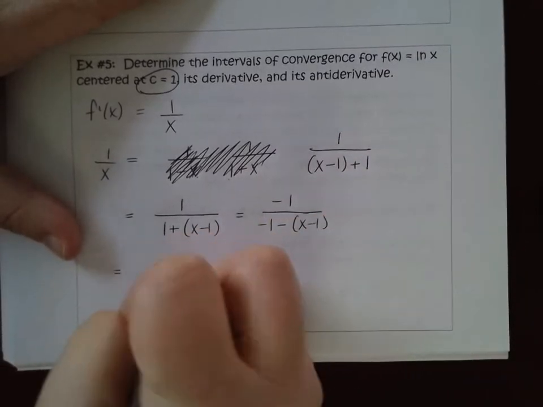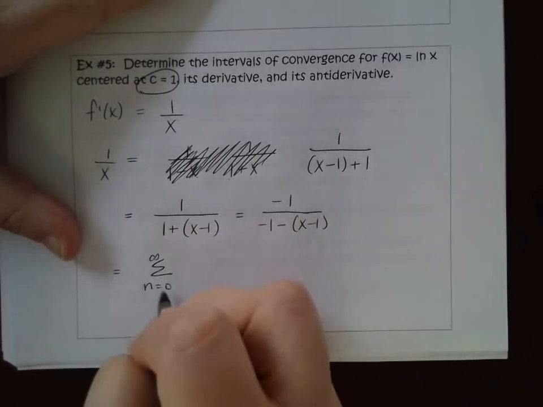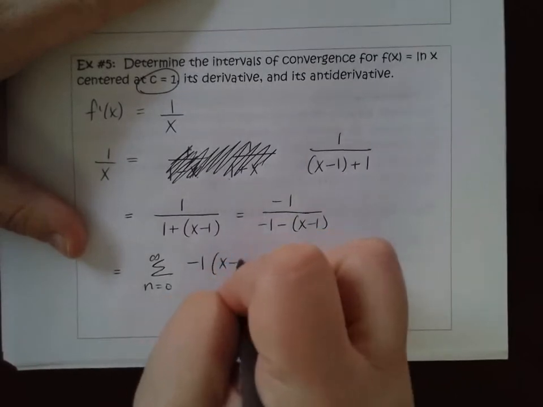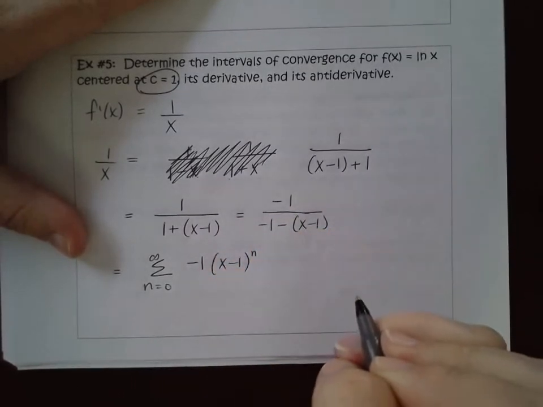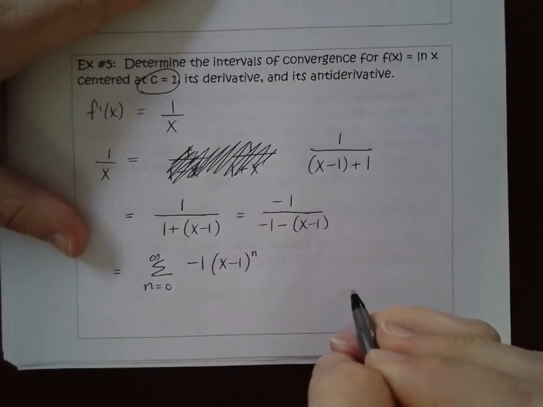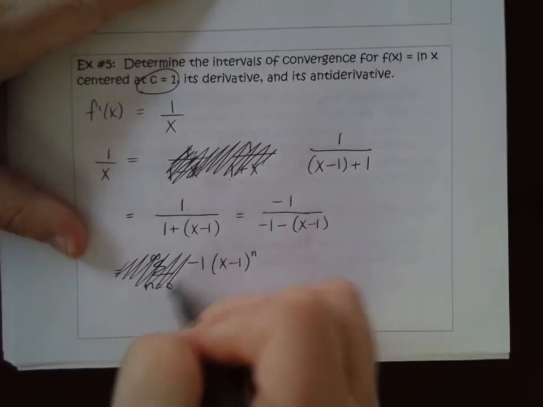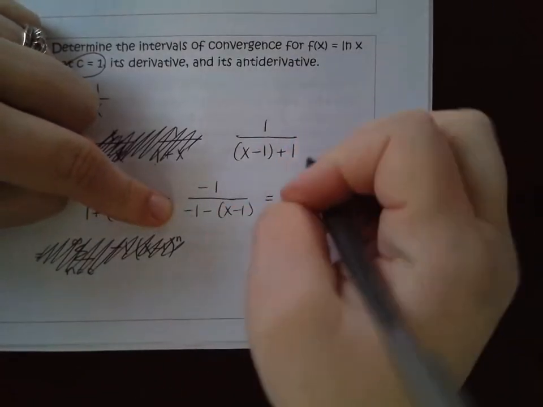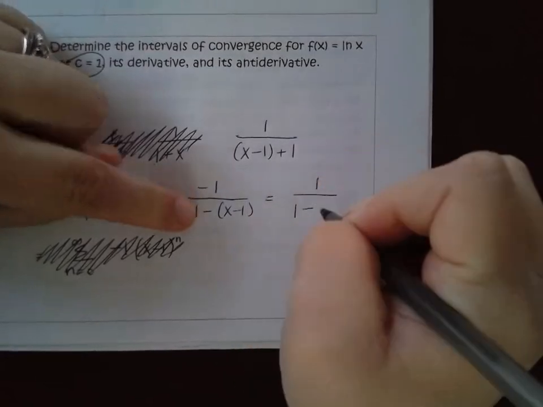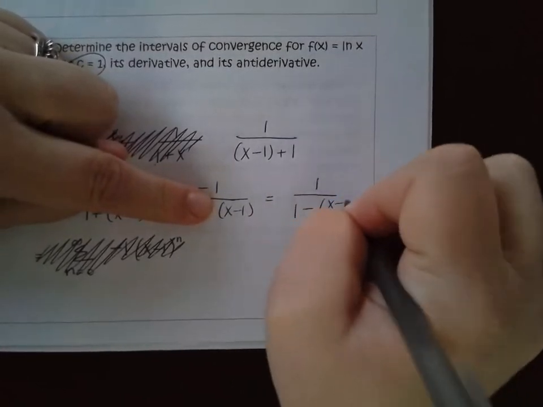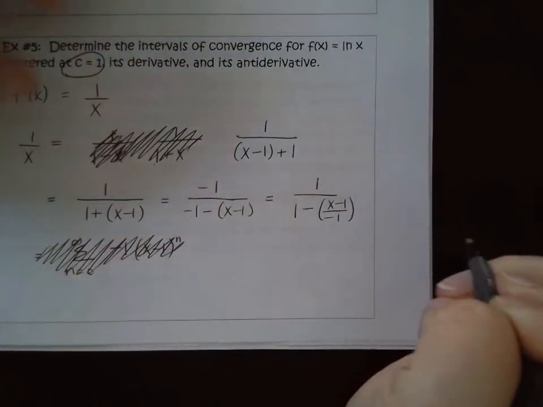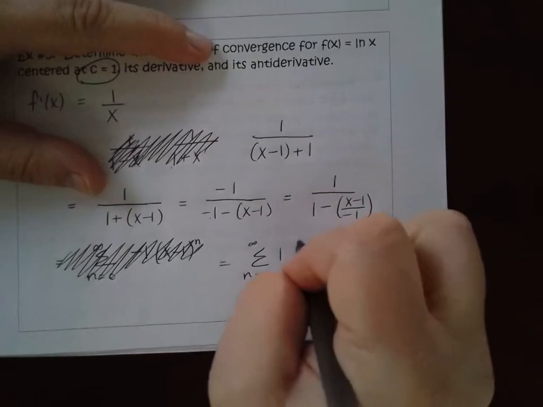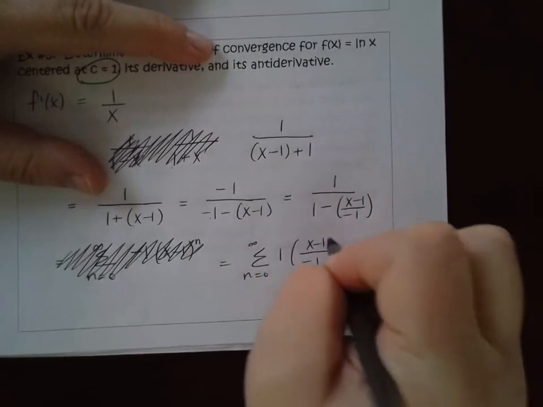Therefore, I have the formula, the geometric series, so I'm going to use the sum from 0 of negative 1 times x minus 1 to the n. Oh, nope, not yet. What did I do wrong? This is supposed to be a positive 1. So I'm going to divide everything by negative 1, but I have to keep that minus here, so I'm going to have to put a negative 1 in the formula. Sorry about that. Okay, so we've got the sum from 0 of x minus 1 over negative 1 to the n.